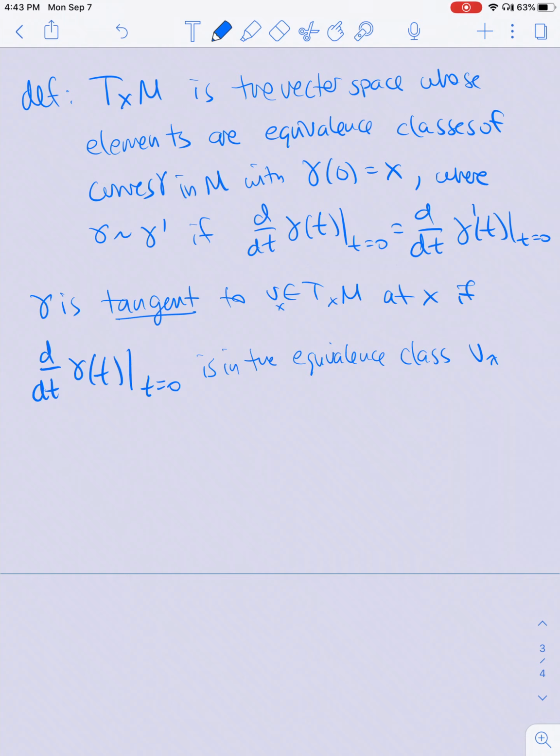And I can generalize the idea of tangency. I can say that gamma is tangent to a vector even if gamma doesn't pass through x at 0. I can just reparameterize it so that it does, and still think of gamma as being tangent or not tangent to a certain vector.